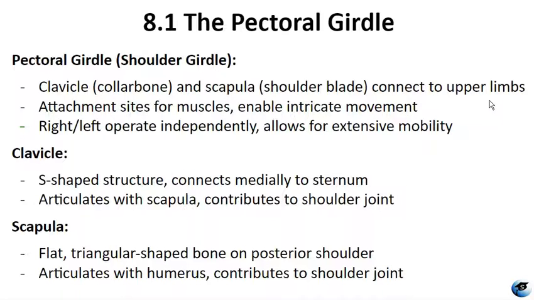The scapula is a flat triangular bone located in your upper back. It connects with your upper arm bone, allowing your shoulder joint to move freely. On the other hand, the clavicle has a shape like the letter S. It connects to your breastbone at one end. It also connects to the scapula, helping your shoulder joint work smoothly.